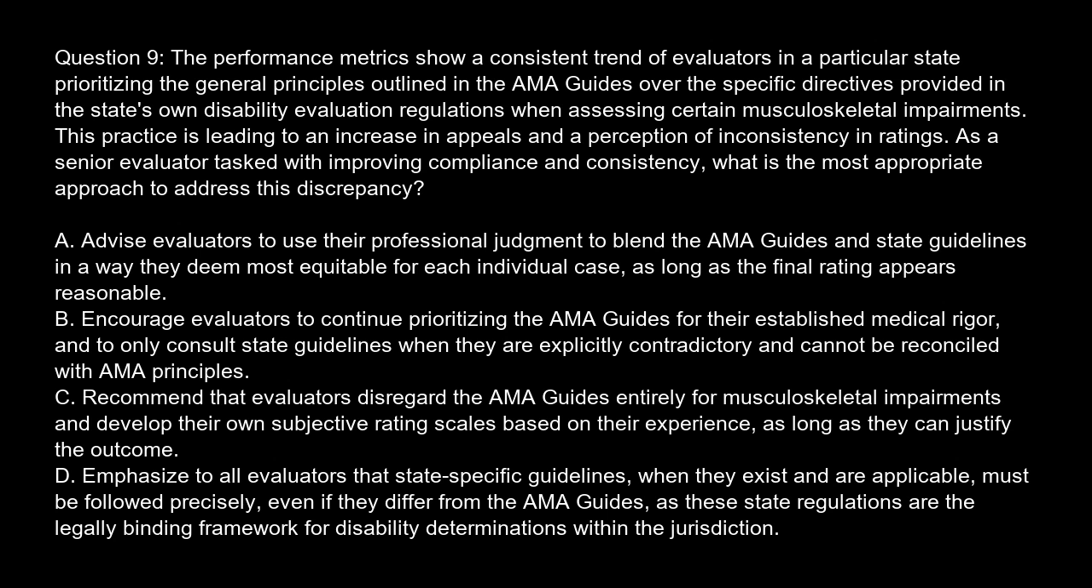Option A. Advise evaluators to use their professional judgment to blend the AMA guides and state guidelines in a way they deem most equitable for each individual case, as long as the final rating appears reasonable. Option B. Encourage evaluators to continue prioritizing the AMA guides for their established medical rigor, and to only consult state guidelines when they are explicitly contradictory and cannot be reconciled with AMA principles. Option C. Recommend that evaluators disregard the AMA guides entirely for musculoskeletal impairments and develop their own subjective rating scales based on their experience, as long as they can justify the outcome.